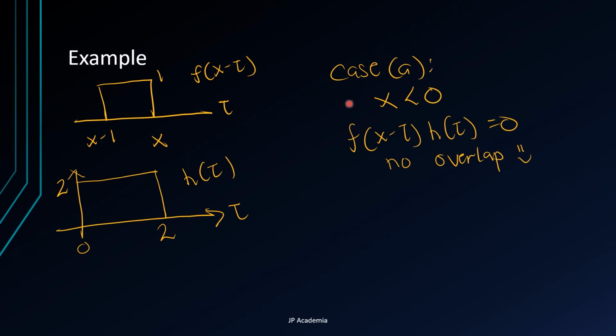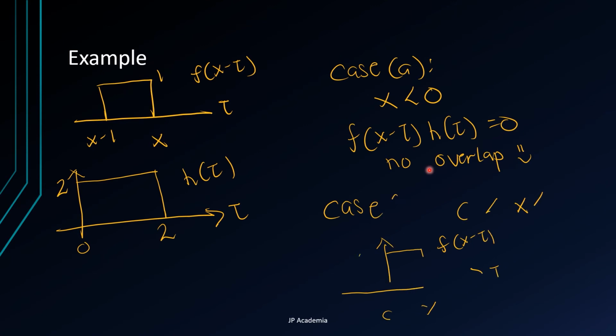So, for case A, for the value of x less than 0, so we have this case, then yung ating input function ay nasa left side pa ng ating impulse response function. And therefore, we expect na wala silang overlap kasi nga nasa left side pa itong part na to ng signal. And therefore, the product and the integral is equal to 0.